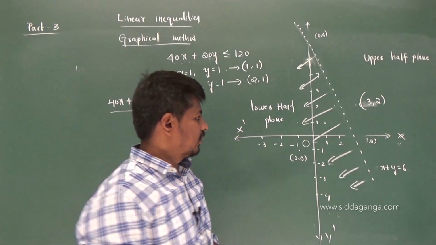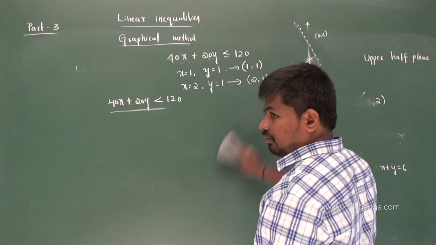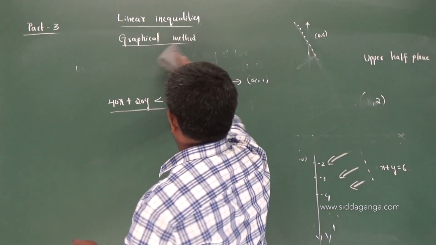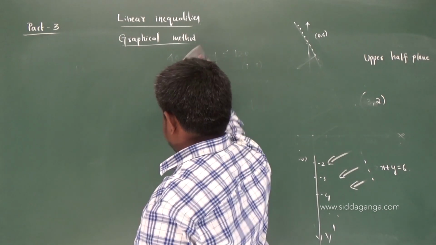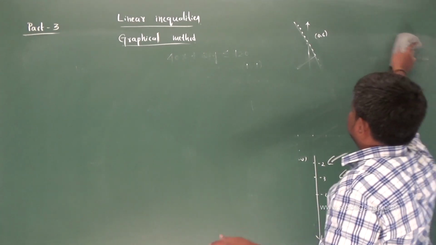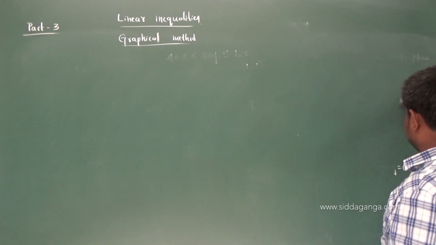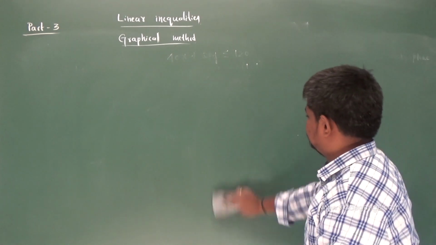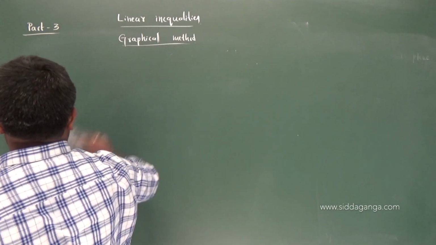That's it. So this is how we solve a given inequality using the graphical method. Very simple, students. Very simple. So now let's look at some examples of how to solve using the graphical method.